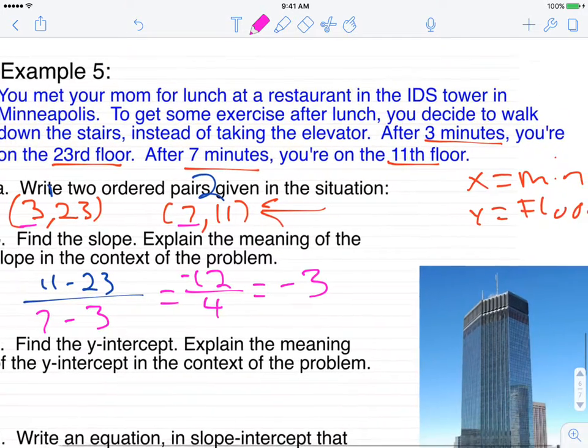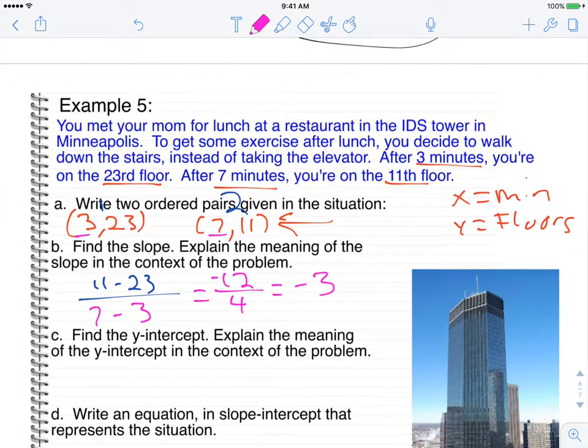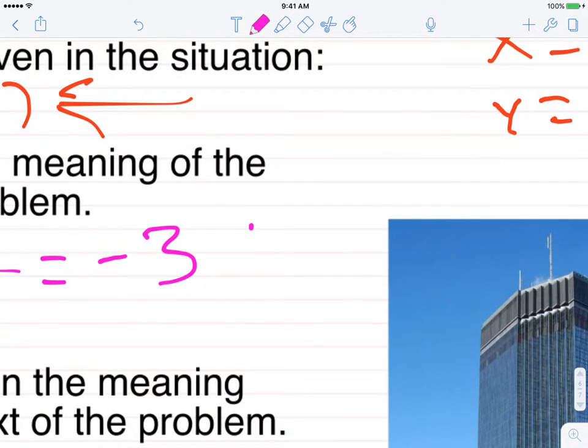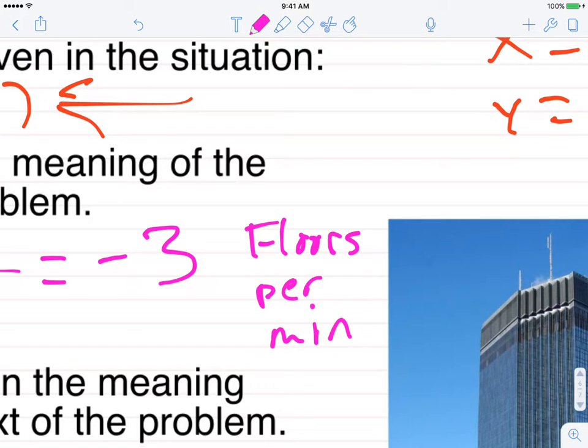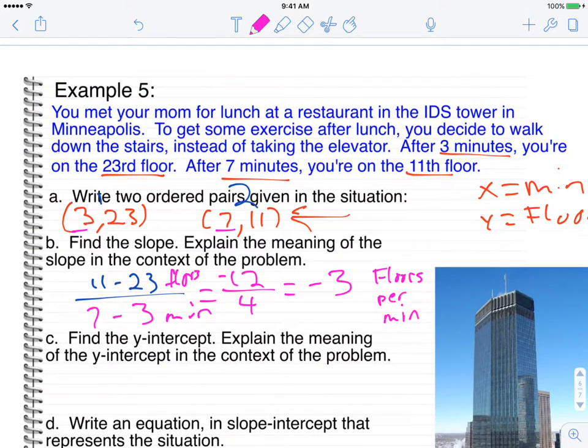So this is what slope is saying here. This is telling me how far am I walking down in floors per minute, because when I talk about my floors, those are my y positions, and I'm talking about my minutes down here. So negative 3 is in floors per minute. So I'm just decreasing or going down 3 floors per minute.